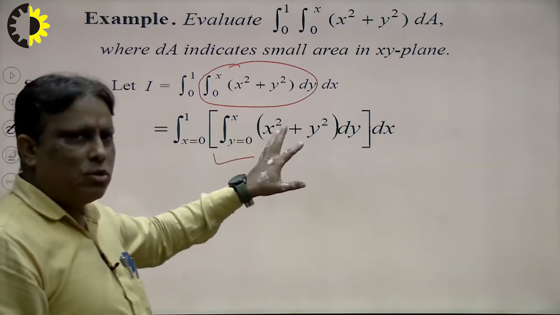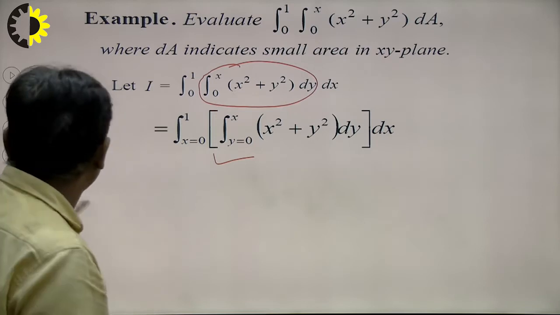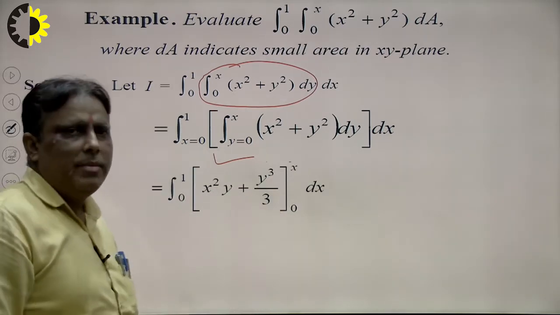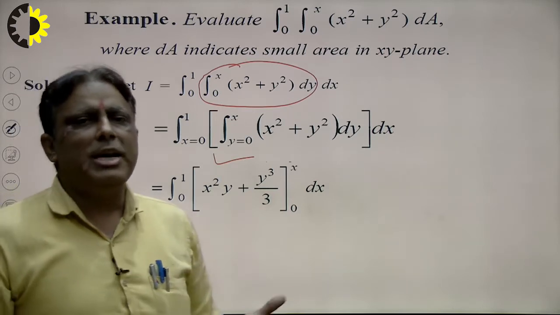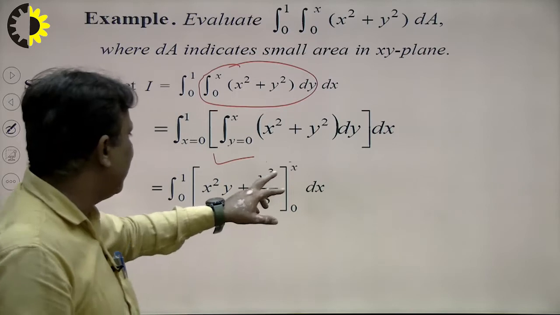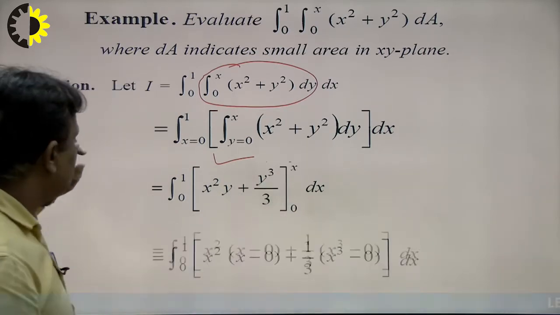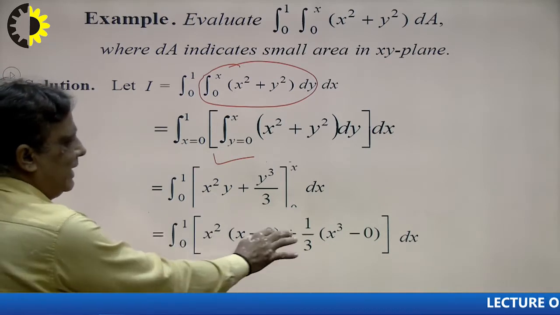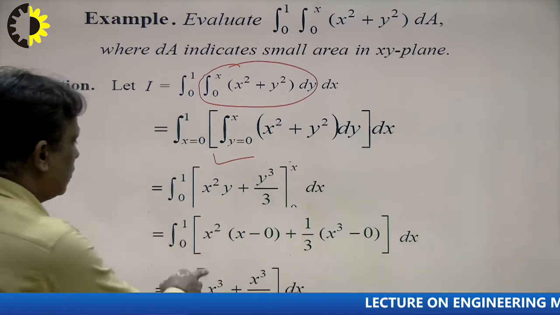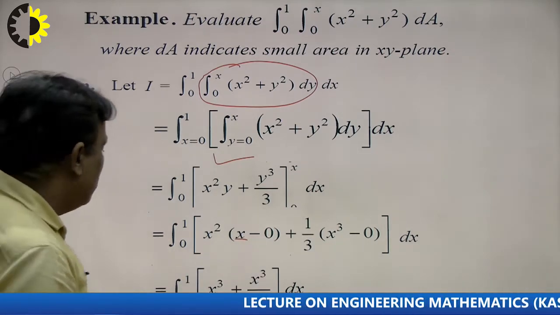So x square is constant, x square into y, and this will be y cube upon 3, right? I write here, upper limit minus lower limit. Students know, having solved many problems in 12th level, how to apply upper limit minus lower limit. So the upper limit will be x here and the lower limit will be 0 here. So first of all I write upper limit minus lower limit, and what will be the solution here? We see here x cube, and this is x cube, 3 plus 1 is 4, so 4 x cube by 3.